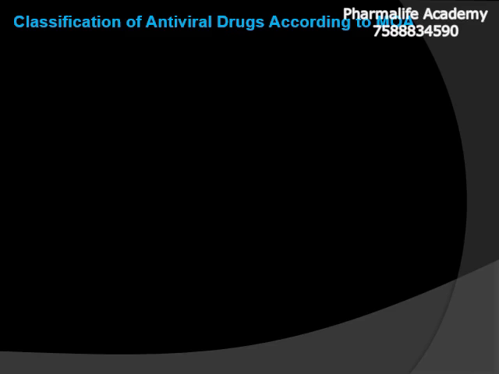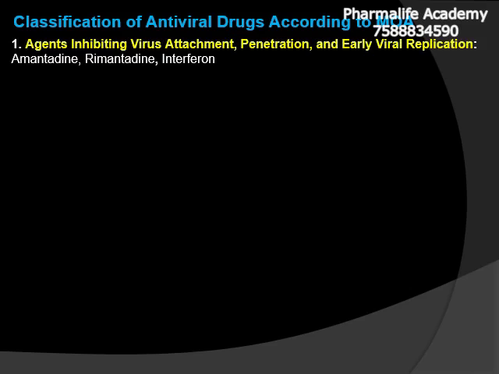Classification of antiviral drugs according to mechanism of action. It includes agents inhibiting virus attachment, penetration, and early viral replication. The next group is neuraminidase inhibitors. Neuraminidase is found on the surface of influenza viruses and enables the virus to be released from the host cell.